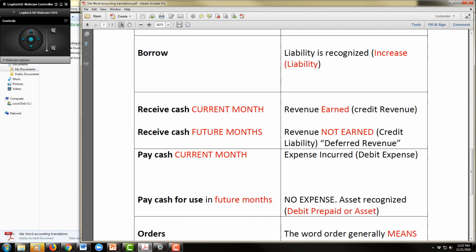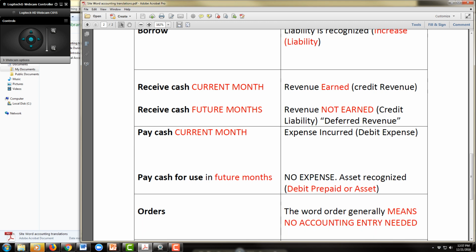Now, let's look at when we receive cash, either in the current month. If it's received in the current month, generally means it's earned and will credit revenues, unless the services haven't been provided yet. If we receive cash for future months, that means the revenue has not been earned and will again credit a liability called deferred revenue.